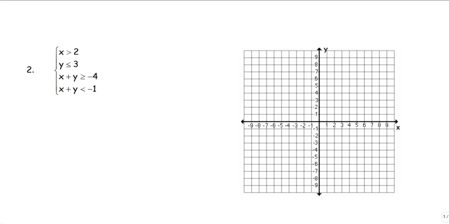Now, we have vertical and horizontal lines, so x is greater than 2. Well, x is 2 is a vertical line. We're going to do a dashed line at 2. And x is greater than 2. Okay, well, do the point 0 for x. Is 0 greater than 2? No, that's false. That means we're going to shade false for this one.